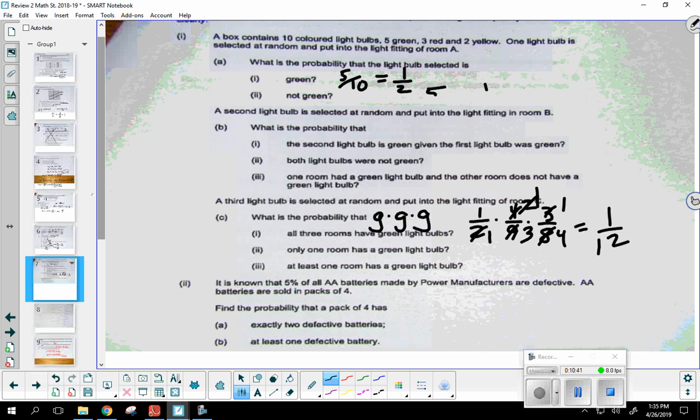There's only a 1 in 12 probability that all three of the rooms are going to have green. Yes, because when I first reach into this box or bag, you've got 5 green bulbs out of the 10. Then the second time, you've only got 4 green bulbs left out of 9, and then you've got 3 left out of 8. So basically, that's the probability of just pulling 3 greens, one right after the other.